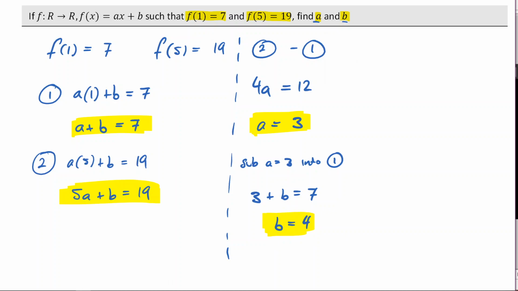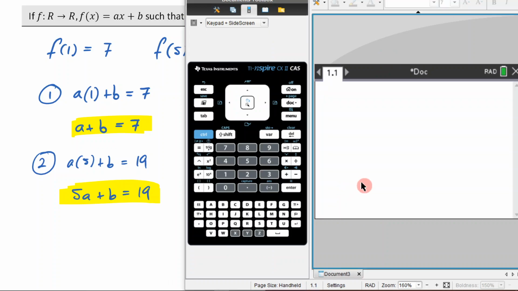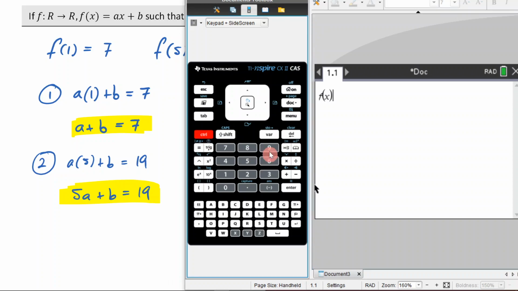Now, before we go, we also have to go through how we would use our trusty CAS calculator to do this. So how could we use our CAS to answer this? So let's bring our CAS over here. The first thing that we're going to do is define our function. So remember, control and the equals key, I think that's the easiest way to define something.